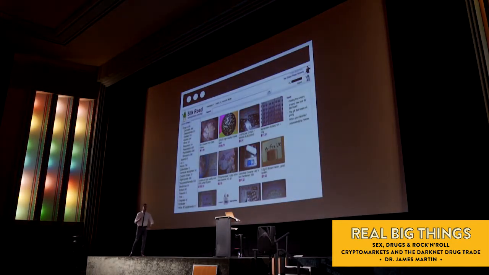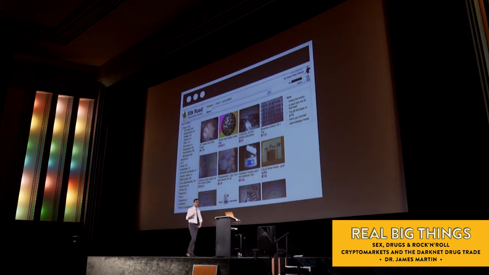This is a screenshot of the original Silk Road website. This was the first big archetypal kind of crypto market. And you can see it looks very similar to eBay in a number of important senses. Okay, you've got messages from the administrator of the site, the Dread Pirate Roberts. You've got your different product categories there, and you've got your different specials in front of it.